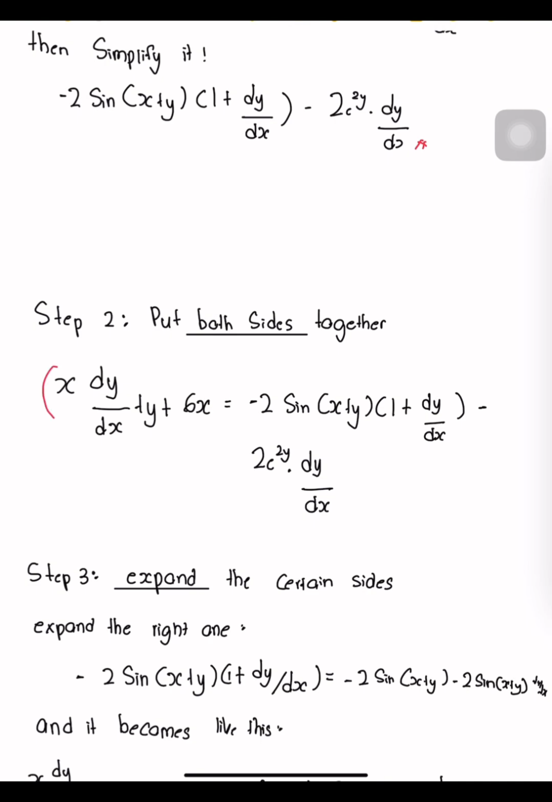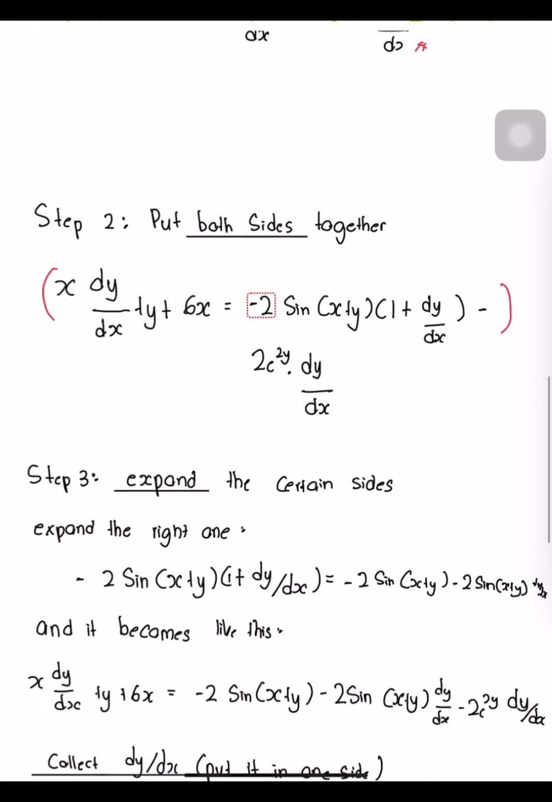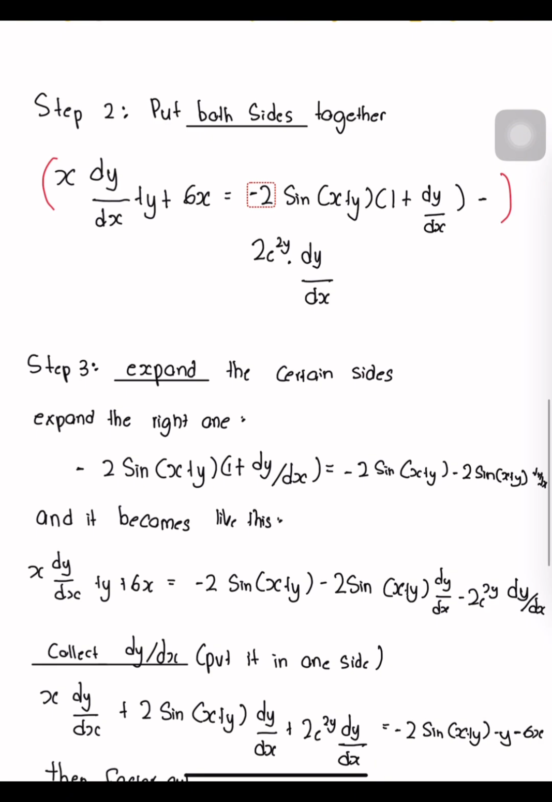So as you can see, this is the wrong equation. Alright, so let's go to the next step, which is to expand the certain sides. As you can see, the right one is kind of bigger than the left one, so let's expand it.